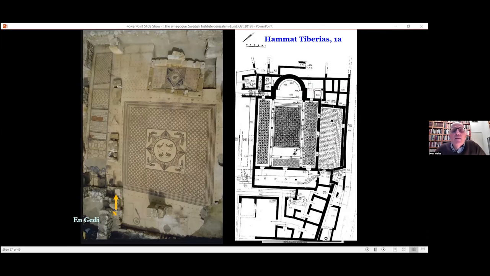Now, unlike the four examples I've just presented, several other late antique synagogues have compositions bearing an overall pattern covering the entire mosaic floor. For example, the synagogue at En Gedi, which was just recently published in the final report, as one complete carpet, and the synagogue at Hamat Tiberias, where each area had a different mosaic carpet.